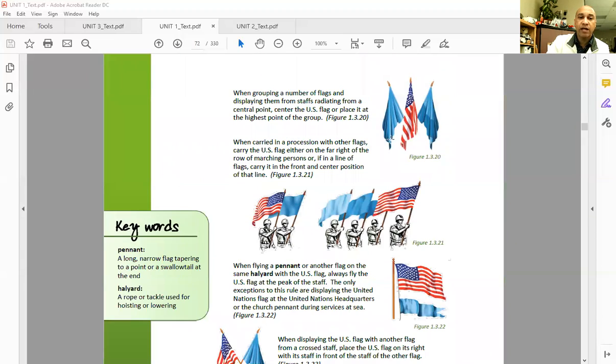Guys, I'm going to show you pictures how to display the flag. Remember, the flag is always in the place of honor. All right. The place of honor in this case is in the center because the others are at an angle. It's on the far right, the squad leader's position, or it's out front. The U.S. flag is always out front or in the place of honor. Nothing flies higher than the U.S. flag. Oh, there are some exceptions. But, all right.